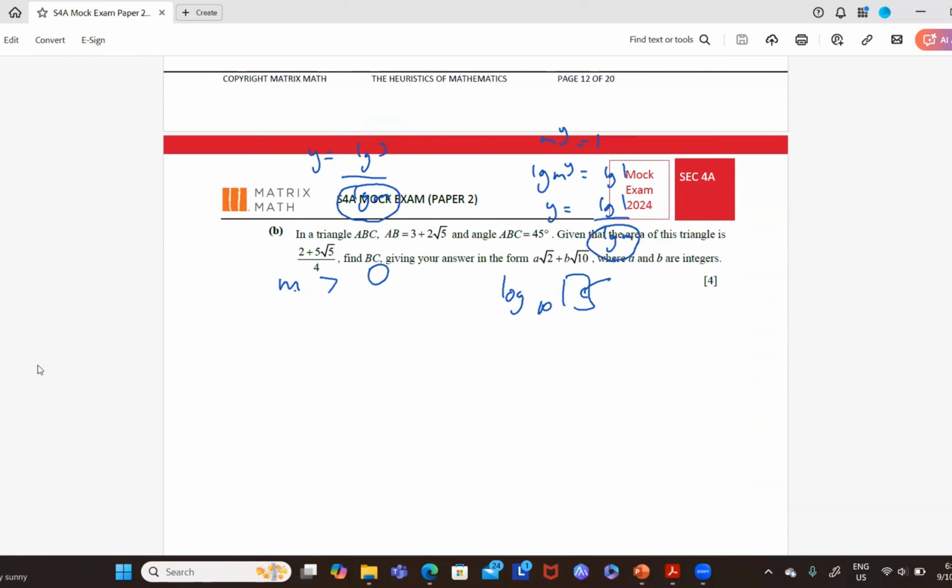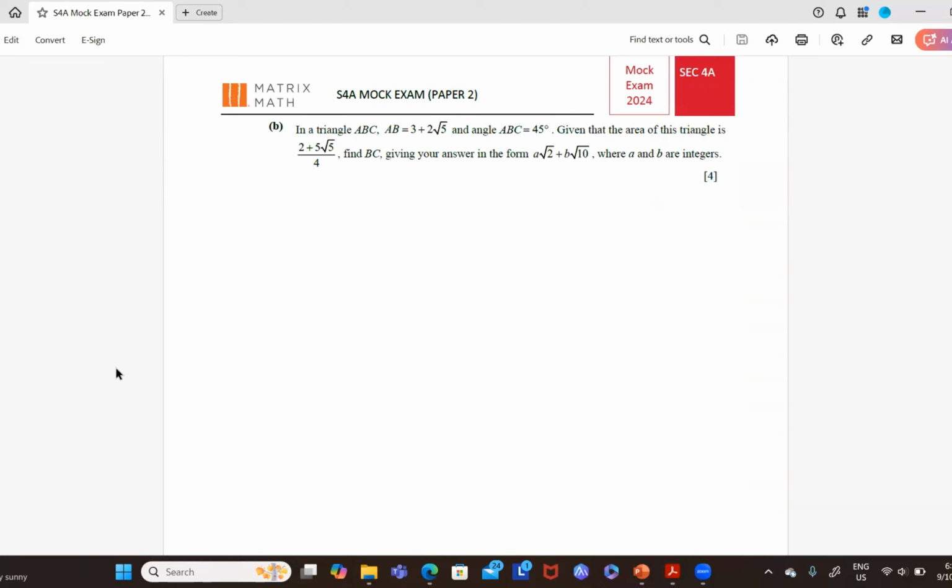In part B. In a triangle ABC, AB equals 3 plus 2 square root 5. Angle ABC is 45 degrees. Given that the area of this triangle is as such, write your answer in the following format. So just draw a simple triangle here. A, B, C. So this is 3 plus 2 square root 5, and this is square root. So this is just 45 degrees.